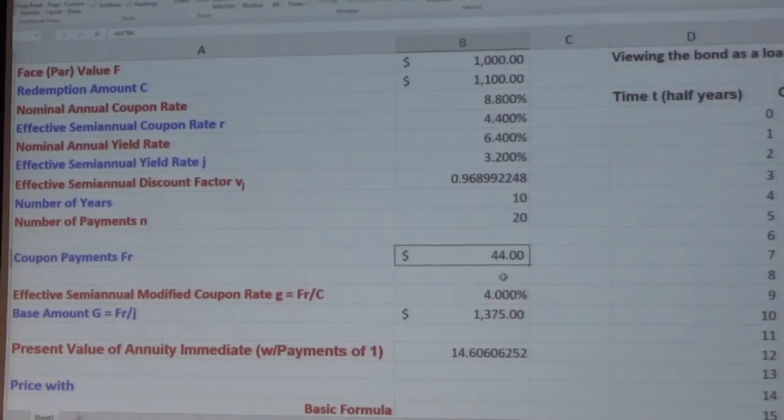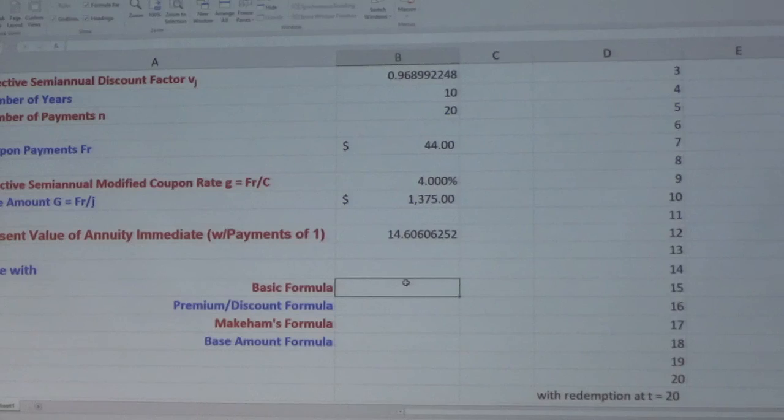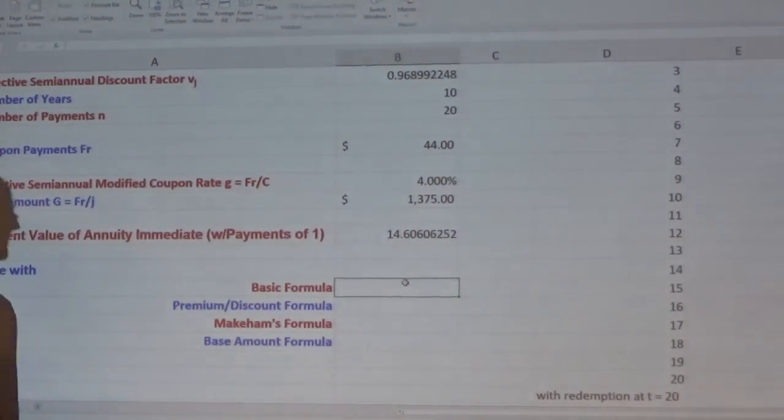All right, let's go ahead and type some formulas now. Basic formula. I've got it on the board here too. Maybe I'll turn the light back on now.